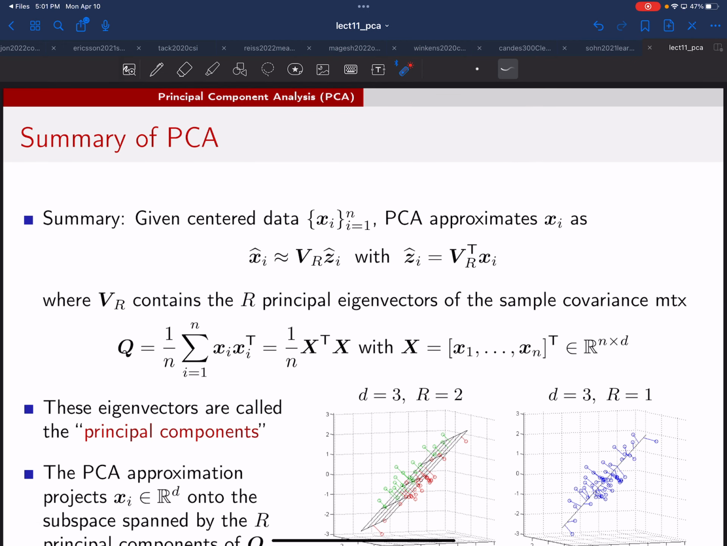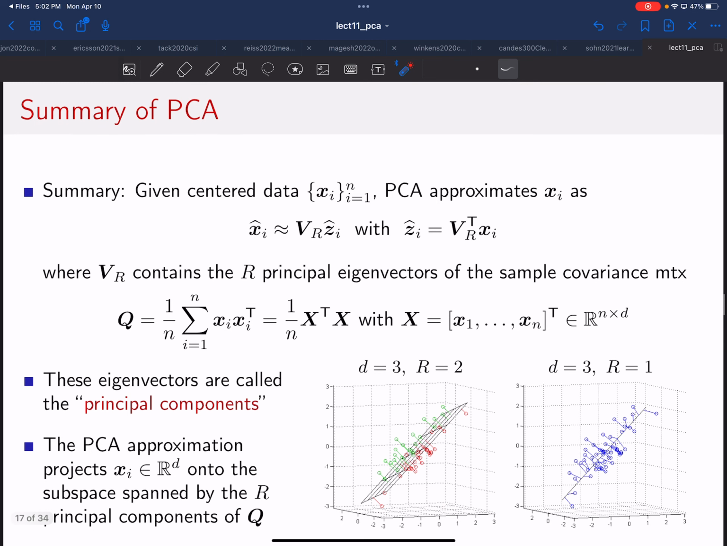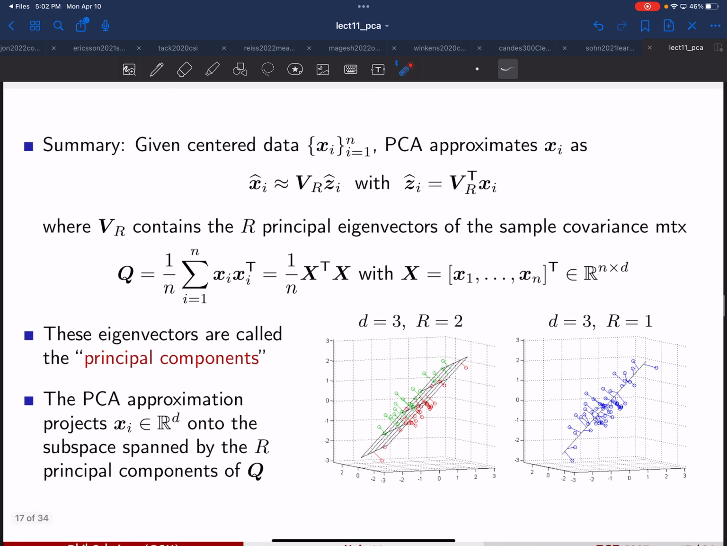And then finally, just to summarize, someone is giving us this centered data. We essentially compute the covariance matrix. You can actually do it in matrix form this way. Each of these rows of X are data samples. You compute the eigenvectors. You stack the principal ones in this matrix, and this is how you can approximate your xi's. Okay, so we saw these pictures before.